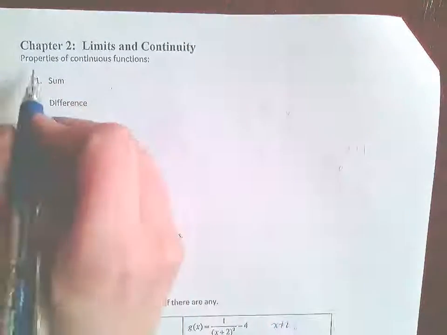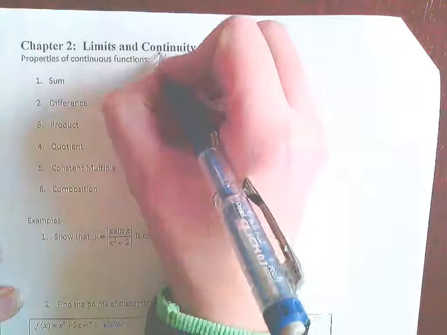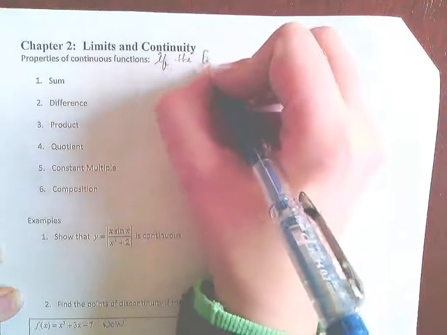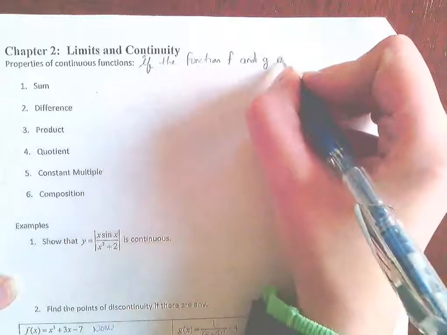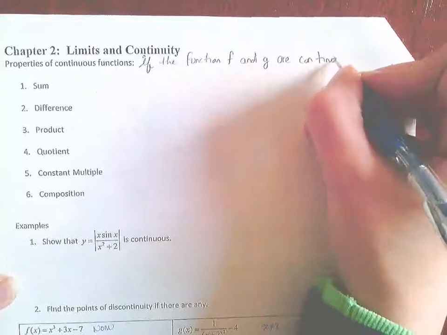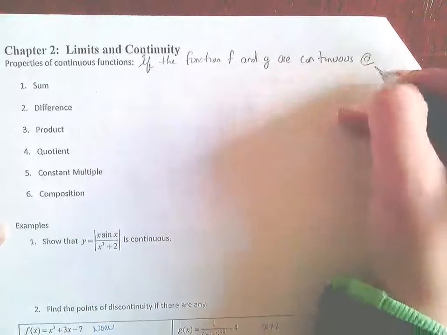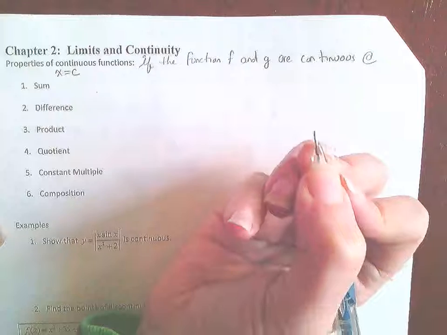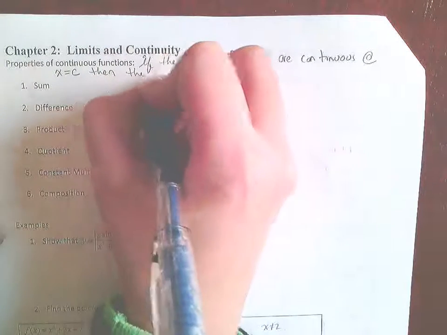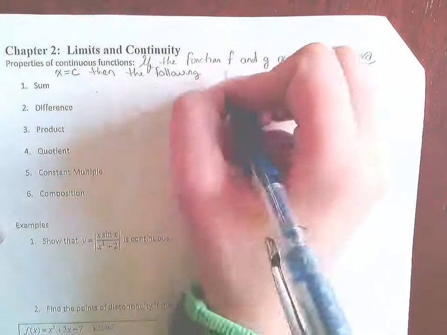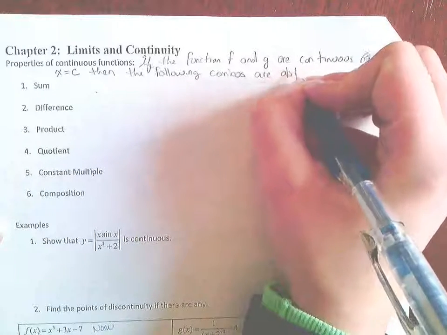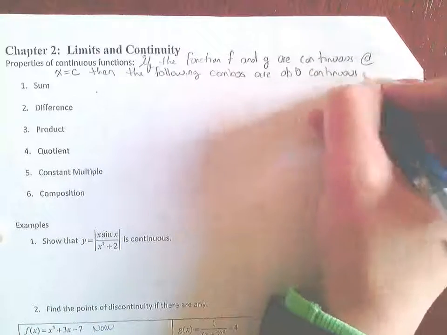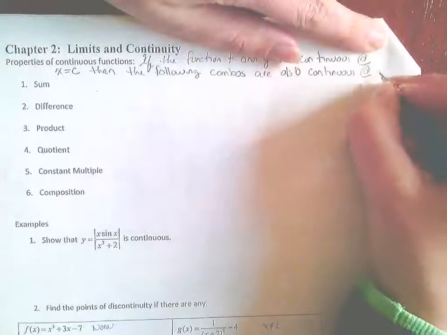All right, so let's finish up. First off, we need to know the properties of continuous functions, which basically says that if the functions f and g are continuous at a point, let's call it c, at x equals c, then the following combinations are also continuous at that same x equals c.